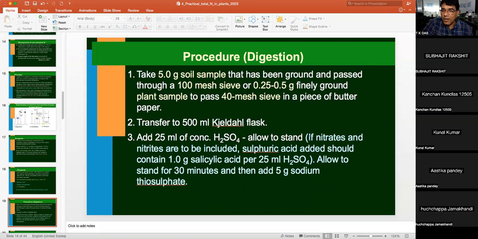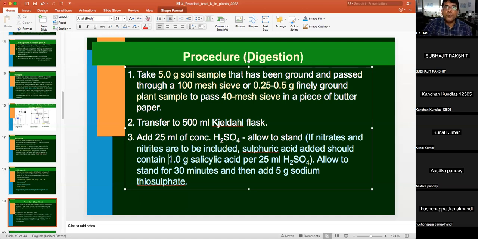Then, if nitrate and nitrites are to be included, sulfuric acid added should contain salicylic acid. Means you can keep sulfuric acid in a beaker, and then you can add salicylic acid into it. Means every 25 ml sulfuric acid should contain 1 gram of salicylic acid. Allow to stand for 30 minutes and then add 5 gram of sodium thiosulfate.